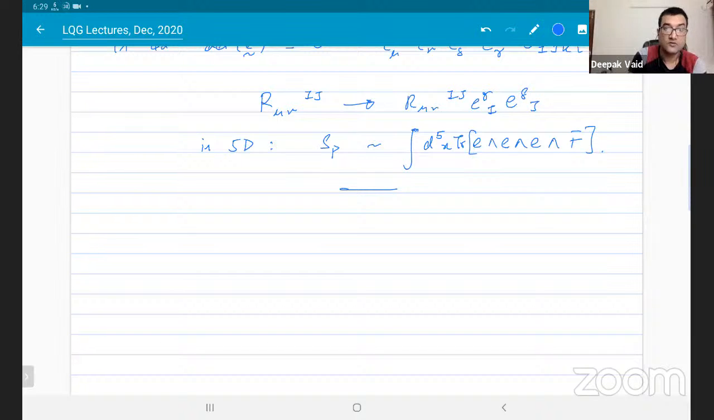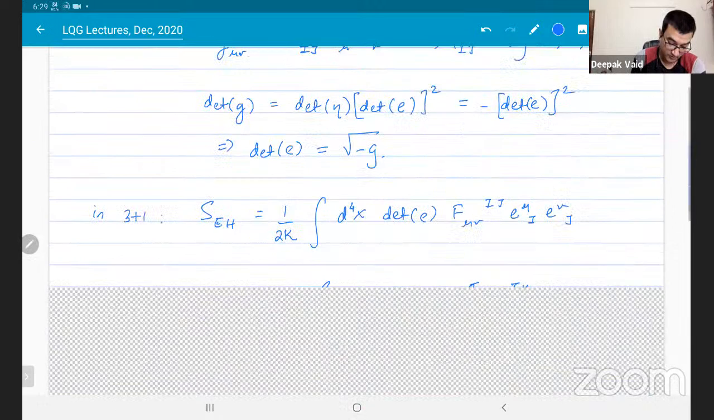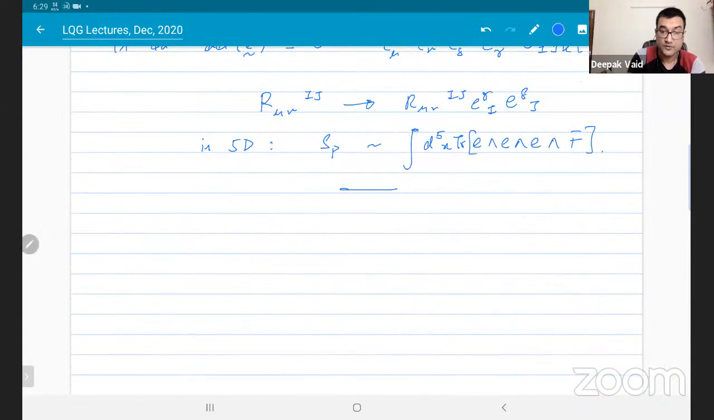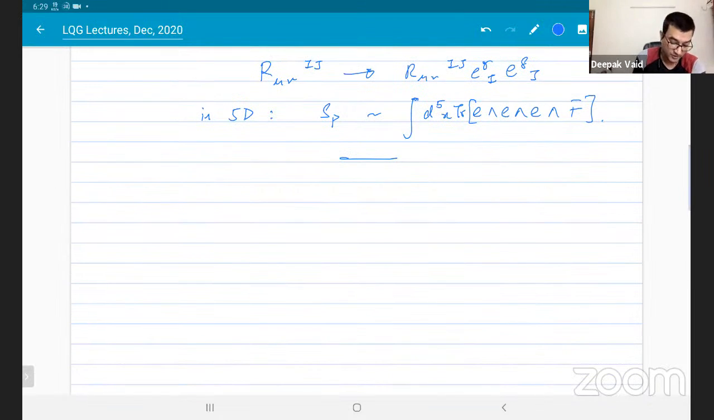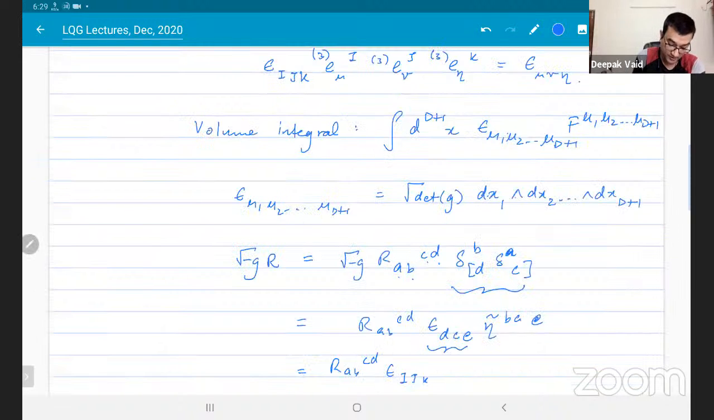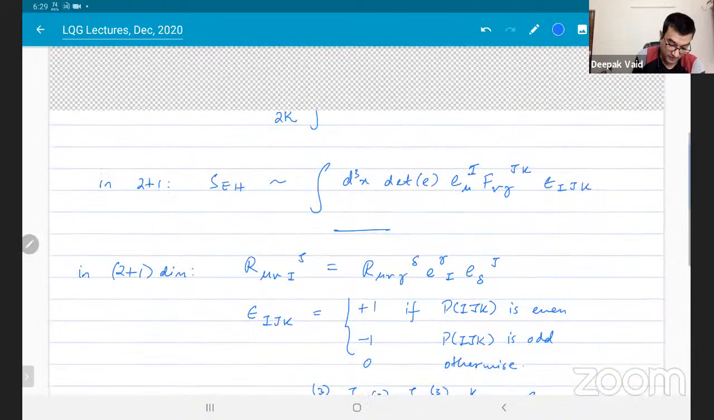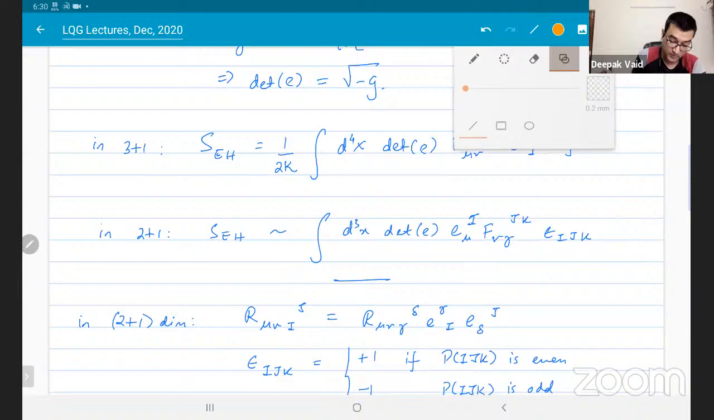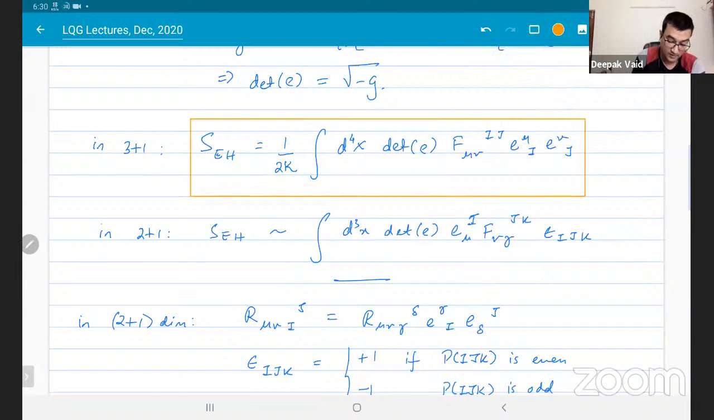Okay. So now coming back, where were we? We were talking about, right. So now we want to do the 3+1 decomposition, right? So we have the Palatini action, which is, where is it? This is the Palatini action. And now we want to perform the 3+1 decomposition, okay?